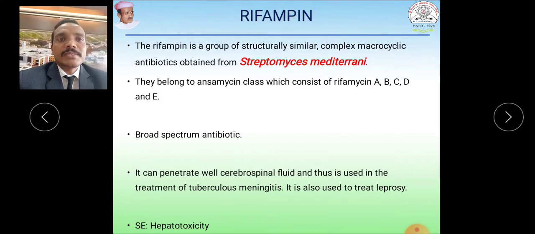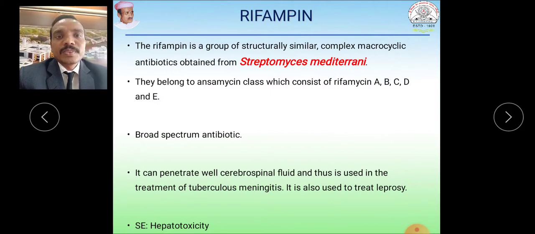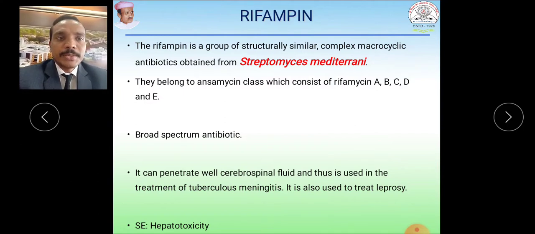Rifampin belongs to the ansamycin class that consists of rifamycin A, rifamycin B, C, D and E. It also has a broad spectrum of activity against various species of microorganisms. This drug can penetrate well into the CSF, that means cerebrospinal fluid, and is used in the treatment of tuberculosis meningitis, and also used to treat leprosy.